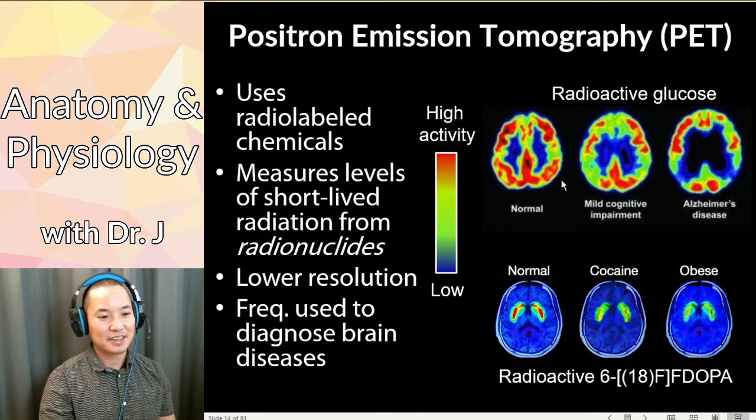So again, this is why PET scans are very important, because you can measure things like overall activity of neurons. You can measure specific neurotransmitters. If you can radio label it, in theory, you can measure the levels of it in the brain using a PET scan.